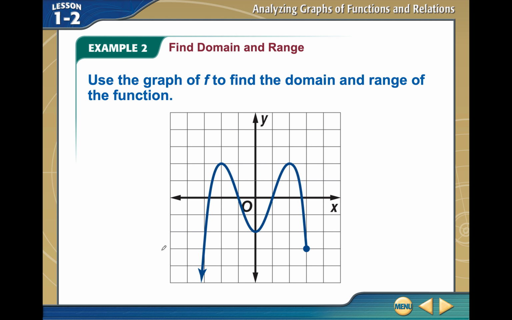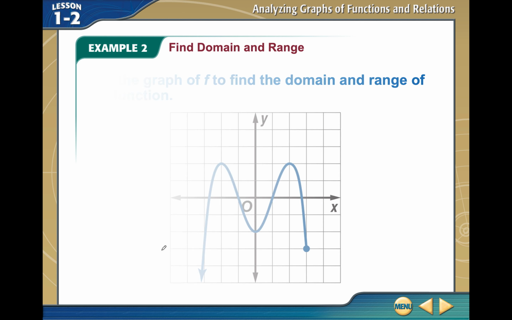So I hope this helps you in the future to find the domain and range. We could take another example.